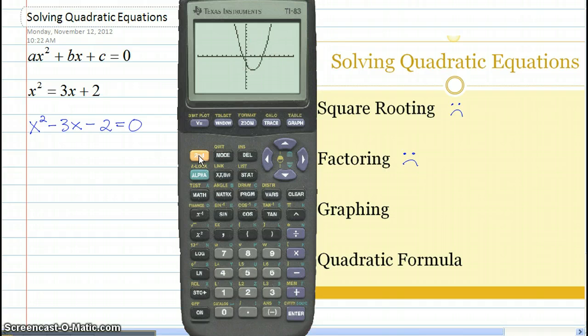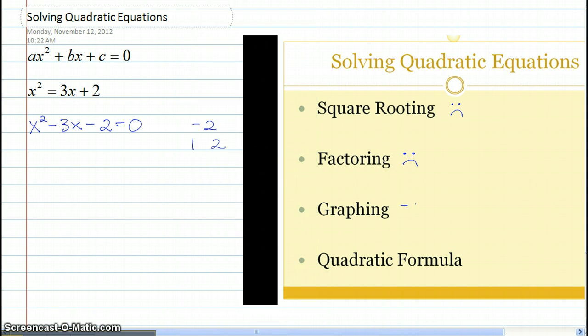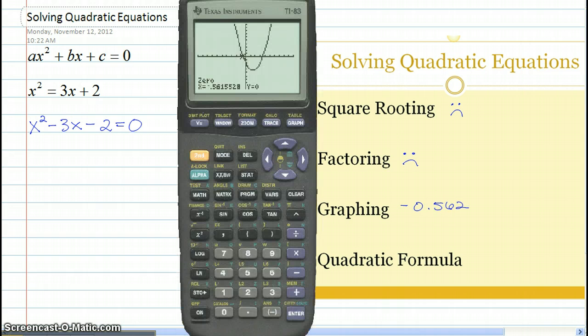When I see that there are 2 possible solutions, I do second trace, 0. Again, I have to go to the left, so I can either use the left cursor or I can type in a number. I have to go to the right, hit enter, and take a guess. Now when I do this, I get a decimal answer. I get negative 0.562. Again, I'm going to round to 3 decimal places. Okay, so I'm going to write that over here. Graphing, I get a negative 0.562 as one of my solutions.